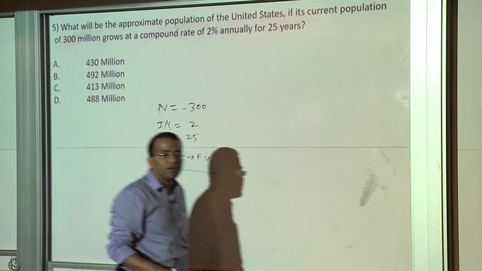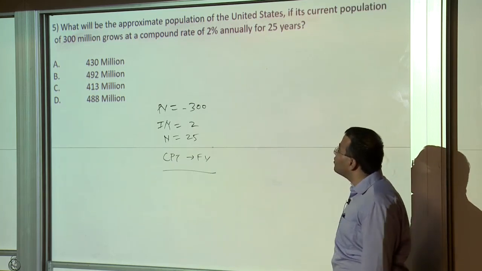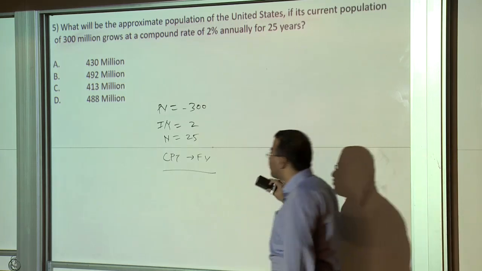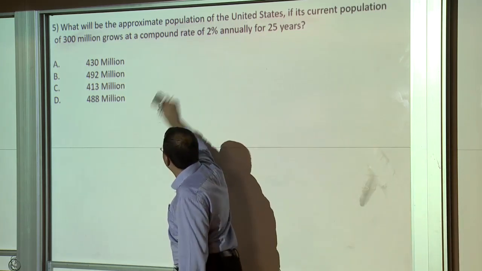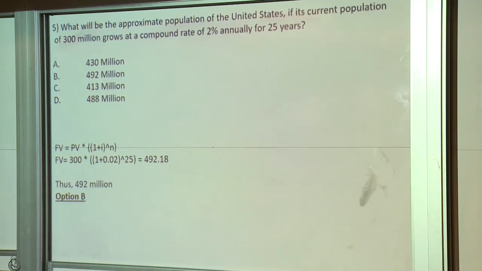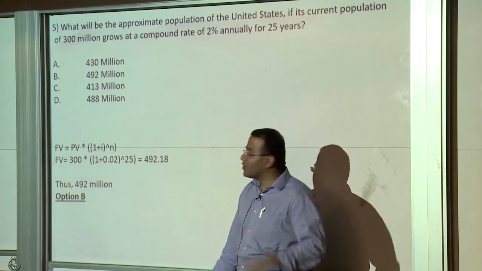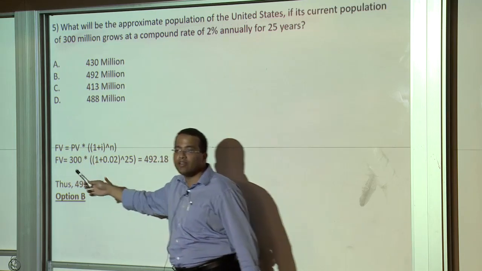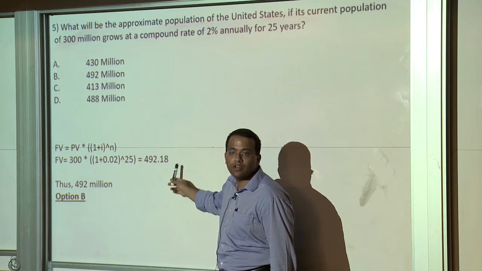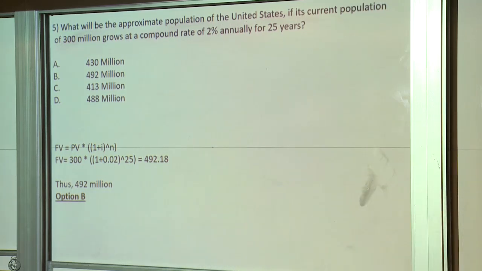Pretty straightforward. There's almost nothing involved in this question. There are no complications, no tricks, and no one trying to deceive you. So let's just put in these numbers. If you do that, you should get 492 million. I just put in 300 and ignored the million. You can do that as well, and then remember to put back the million after you find the answer. So this is 492 million. That's option B.